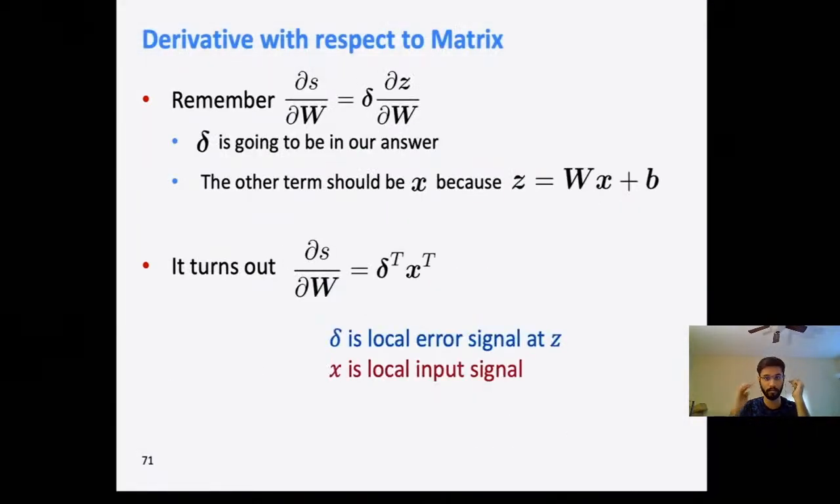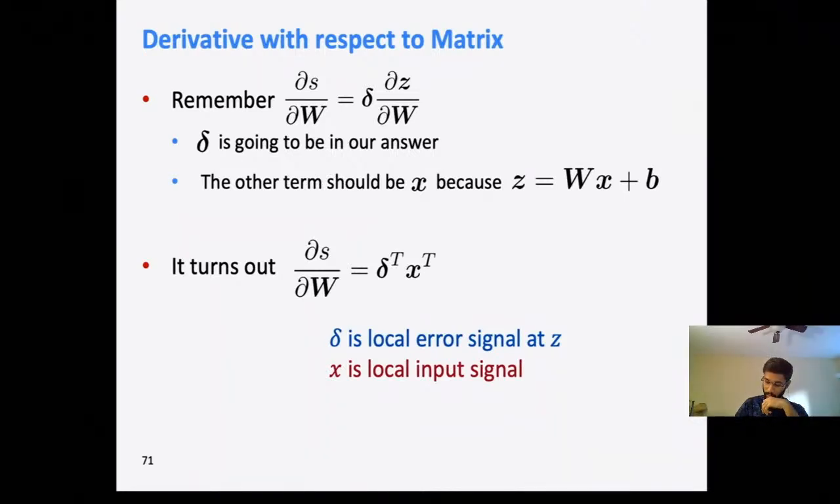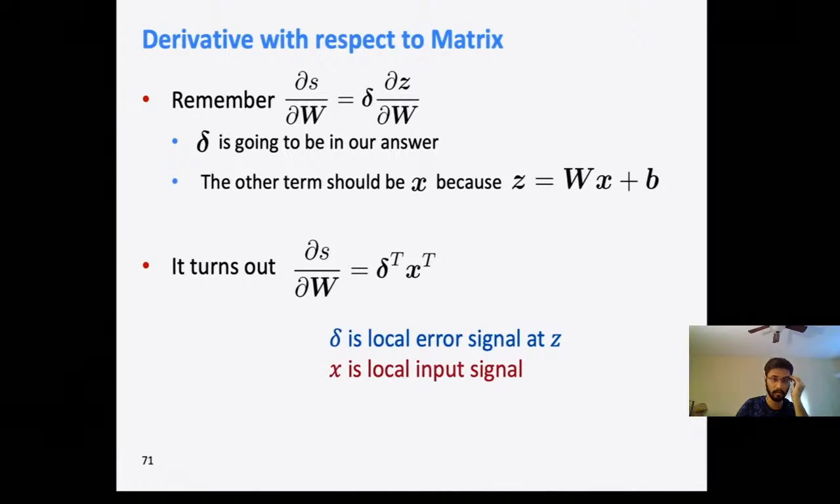Okay, so that's what we want the answer to look like. The final thing we need to do to work out the partial of S with respect to W is that we have the error signal delta that's going to be part of the answer, and then we want to work out the partial of Z with respect to W. What's that going to be?